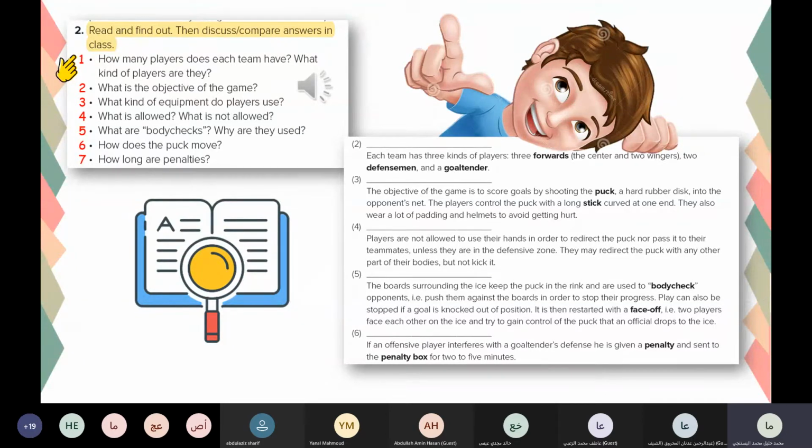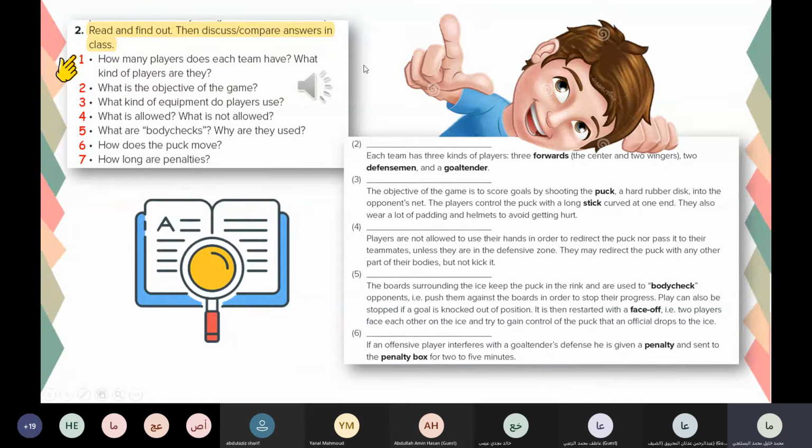5. The boards surrounding the ice keep the puck in the rink and are used to body check opponents, i.e., push them against the boards in order to stop their progress. Play can also be stopped if a goal is knocked out of position. It is then restarted with a face-off, i.e., 2 players face each other on the ice and try to gain control of the puck that an official drops to the ice. 6. If an offensive player interferes with a goaltender's defense, he is given a penalty and sent to the penalty box for 2 to 5 minutes.